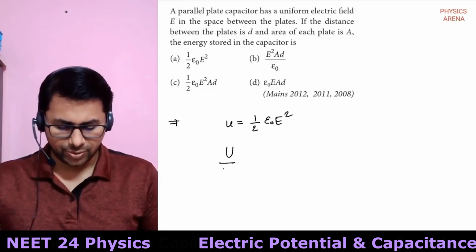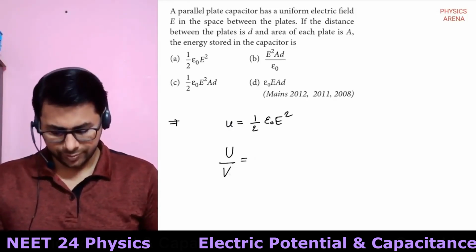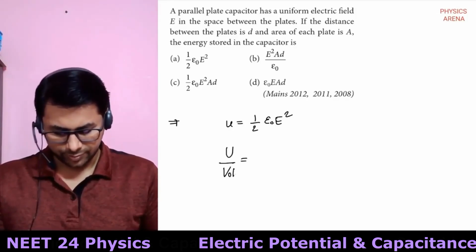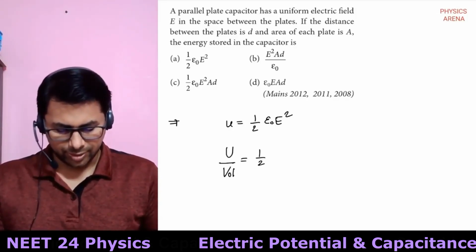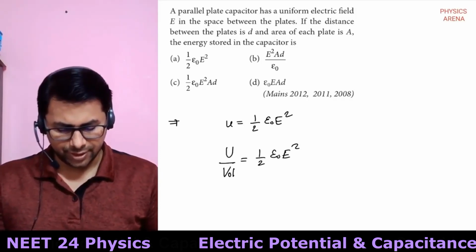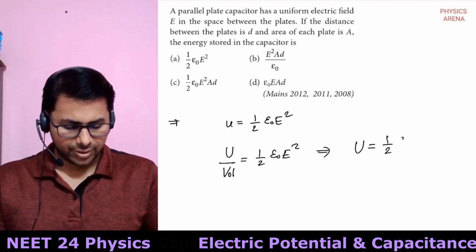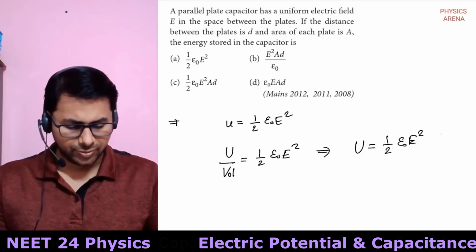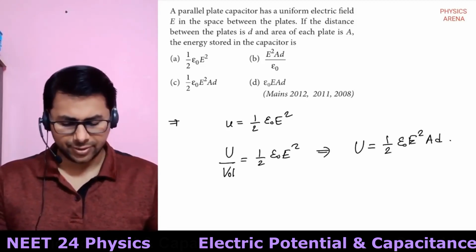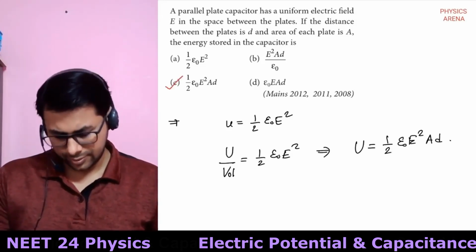Exactly. So this is U upon V, but V is volume. It is half of epsilon naught E square, and volume is A times D. You can move that to the other side. So it is half of epsilon naught E square times volume, which is A times D. Good. So it is option C, right?